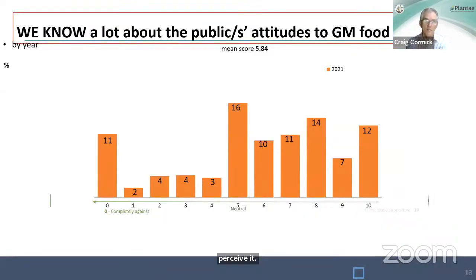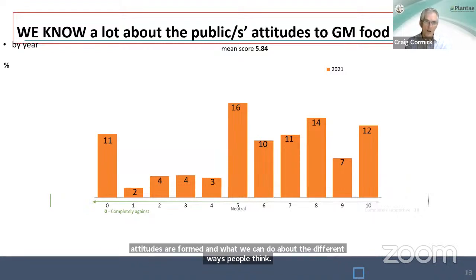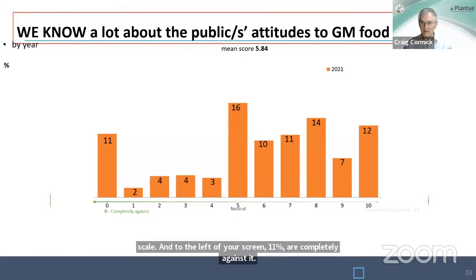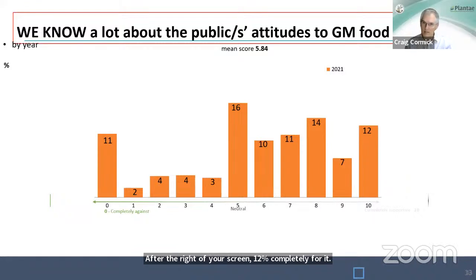So we know a lot about attitudes to GM foods and crops, and it's a very good case study to look at how people's attitudes are formed and what we can do about the different ways people think. People are not either for or against GM crops. That's a simple question. They're either a lot against, a little bit against, in the middle, a little bit for, completely for. So in Australia, we've been surveying them across a 10-point scale. And to the left of your screen, 11% are completely against it. Up to the right of your screen, 12% completely for it. And the bulk of the public are there in the middle.